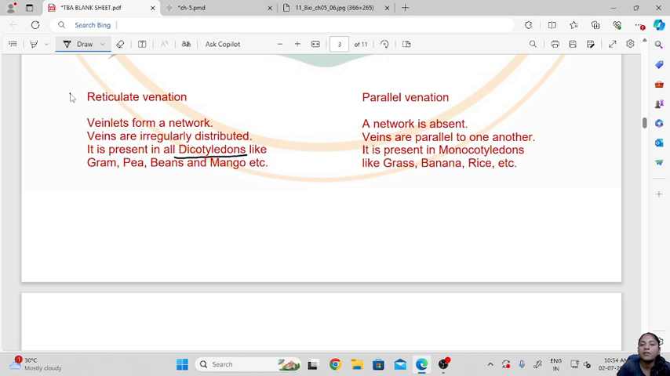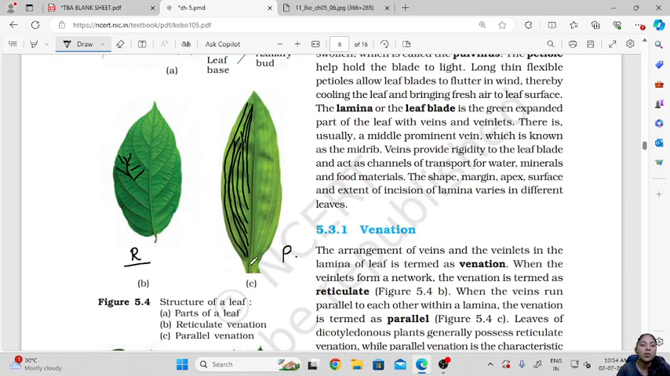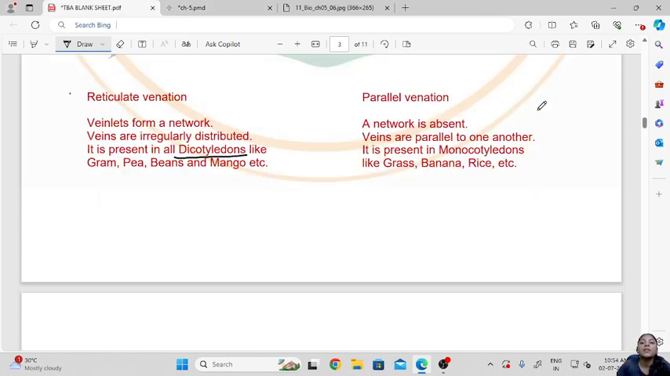Then in parallel venation, a network is absent. As we can see, all the veins are running along individually. The veins are parallel to one another, as I have already said, and it is present in the monocots. So in all the monocotyledonous plants, this parallel venation is seen. For example, grass, banana, rice plant and all those.